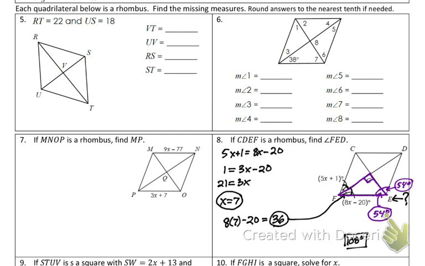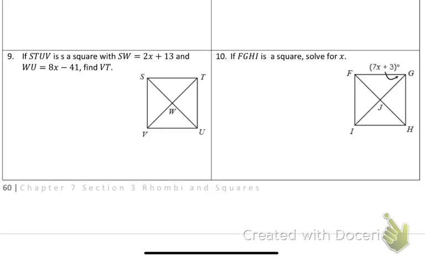All right, let's look at number 10 real quick. If FGYHI is a square, solve for x. Why I want to point this out is because there's just one equation. I can't set it equal to another equation. Yeah. All angles are 45 degrees. That means you have to know when I say square.